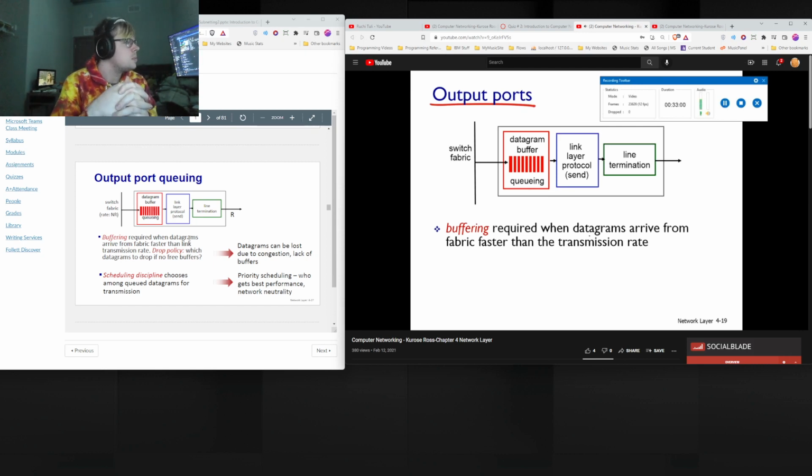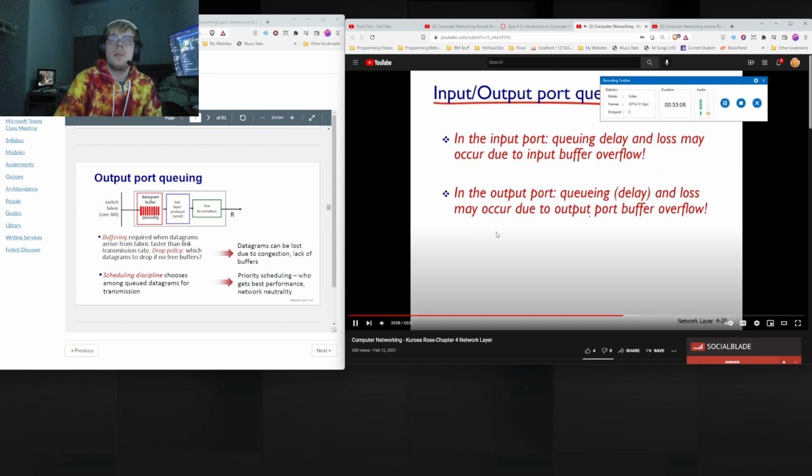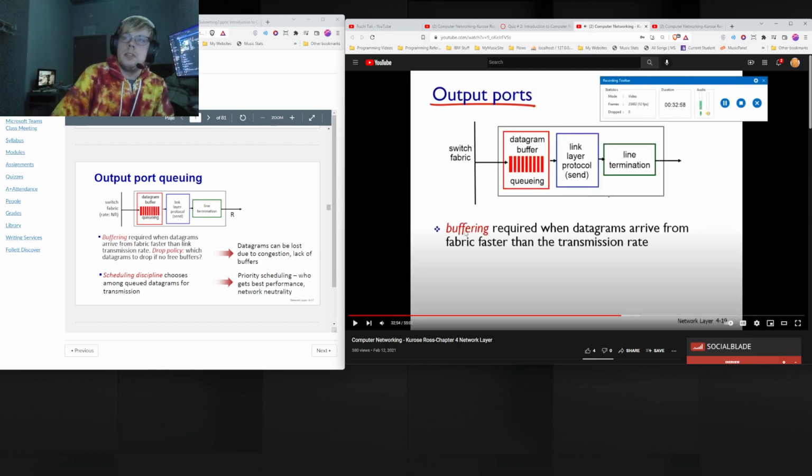So buffering is required when datagrams arrive from the fabric faster than the transmission rate. That's why the buffering is required. So in the input, I feel like, what? Buffering required when datagrams arrive from fabric faster than link transmission rate. Which datagrams drop if no free buffers? Because that's like the free buffer space, right?